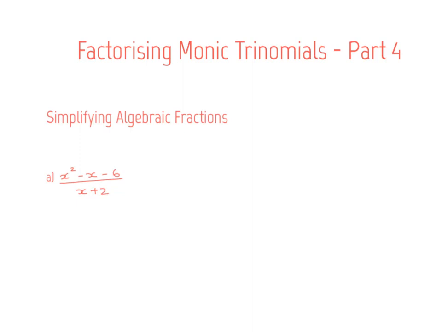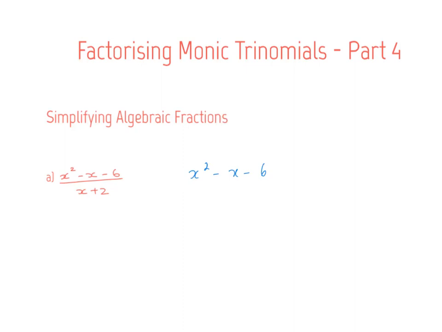Hey everyone, in this video we'll explore factorising monic trinomials as part 4 and we'll have a look at simplifying algebraic fractions. So over here I have x squared minus x minus 6 and on the denominator I have x plus 2. Now I will factorise the numerator firstly, so let me write down the numerator again. And now I'm going to factorise the numerator using the knowledge we gained in part 3.